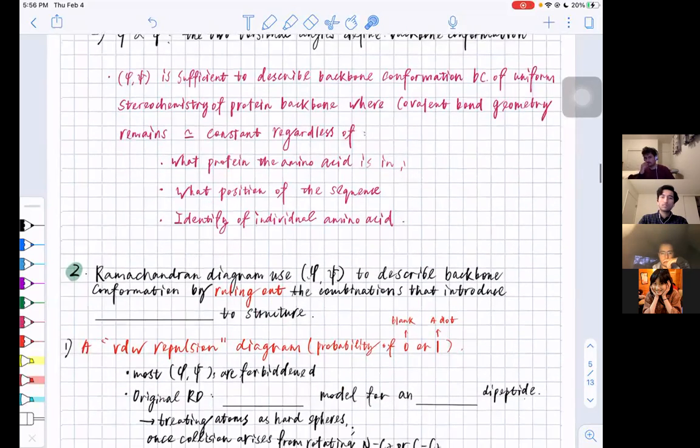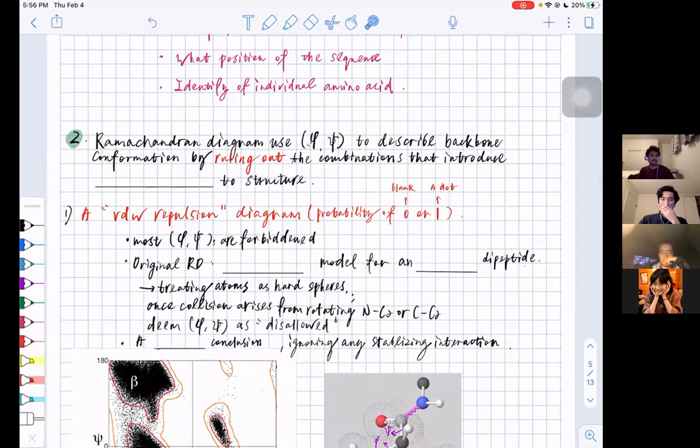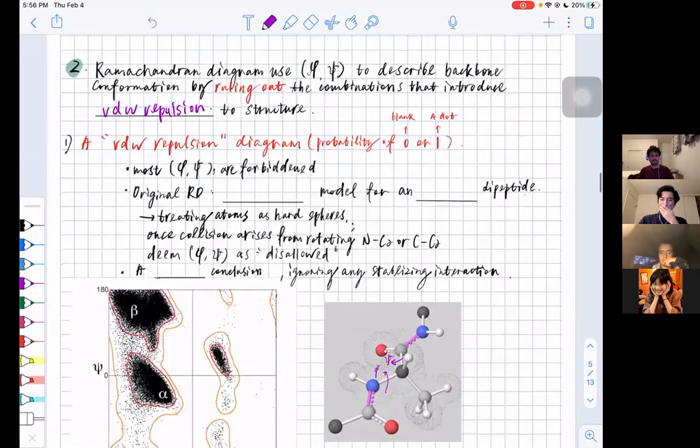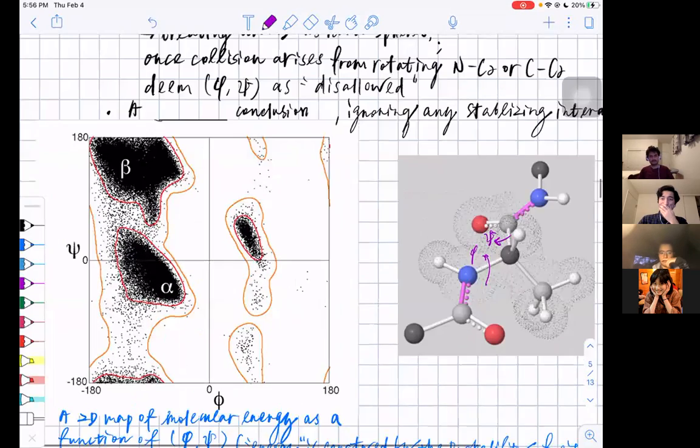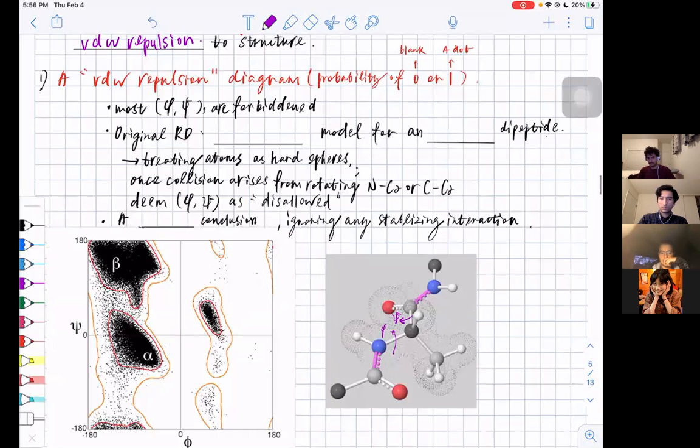So now I think we can talk about the Ramachandran diagram, which uses the set of phi and psi to describe the backbone conformation by ruling out the combinations that introduce a van der Waals repulsion to the structure. One thing to notice is that you see there's a lot of blank area in the diagram. So this Ramachandran diagram is indeed a van der Waals repulsion diagram, where most phi and psi combinations are forbidden.